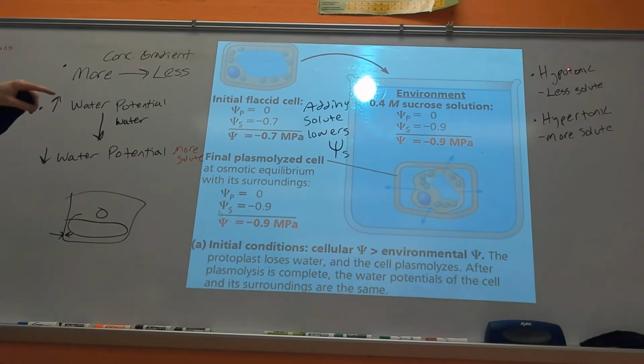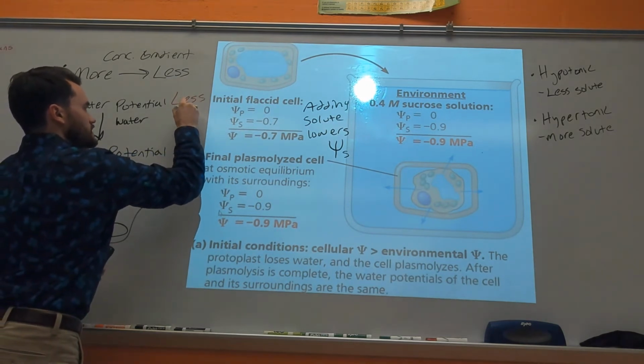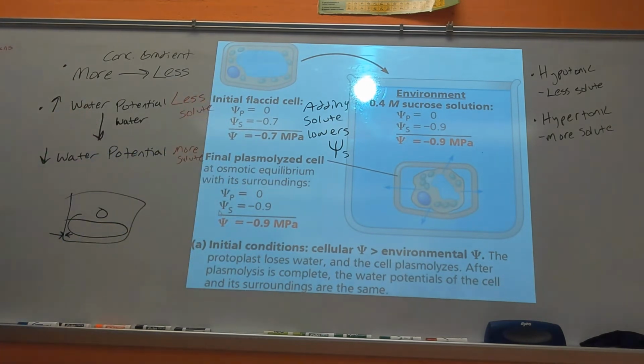Right, or looking over here, it wants to go from hypotonic, less solute, down to hypertonic where there's more solute. In other words, see the connection between hypotonic, hypertonic, and water potential, high and low. High water potential is less solute, which is hypotonic. And lower water potential is more solute, which is hypertonic.